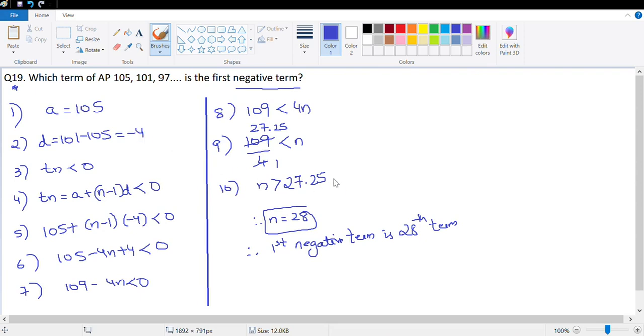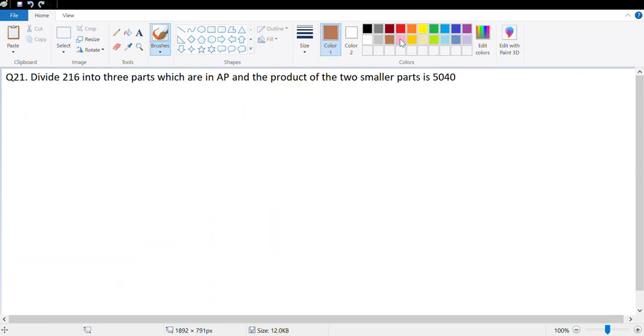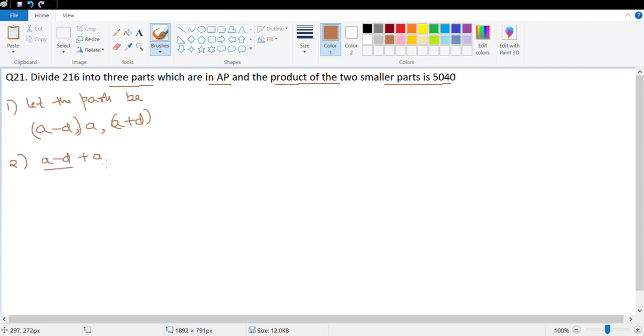Good. Let's look at the next question. The next question that we have is question number 21. It says divide 216 into 3 parts. Okay. Let the parts be a minus d, a, and a plus d. So these are the 3 parts which are in AP. The sum of these 3 parts, which is a minus d plus a plus d, is given equal to 216. The d and negative d get cancelled. We have 3a is equal to 216. Therefore, a is equal to 72.